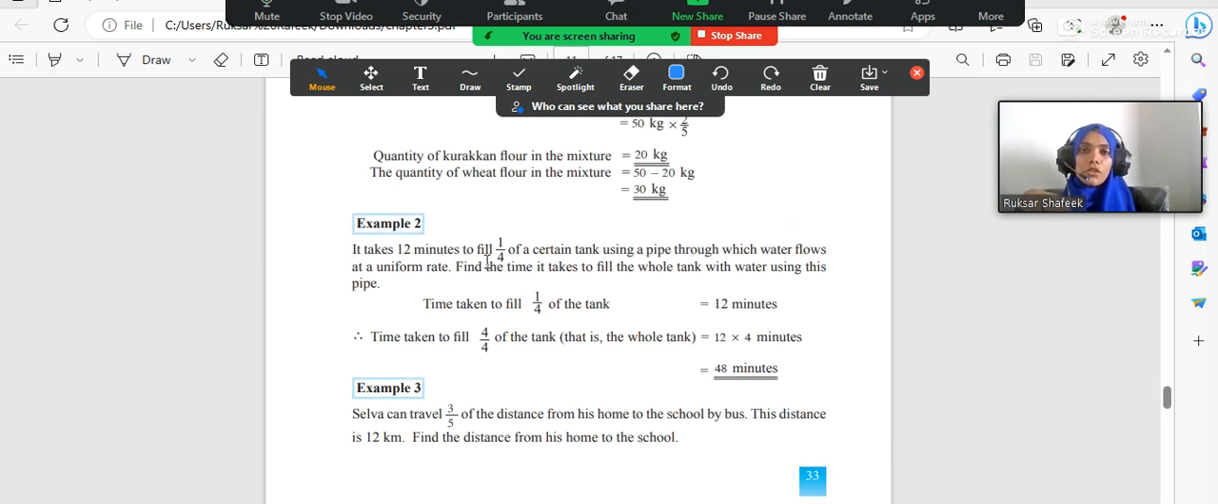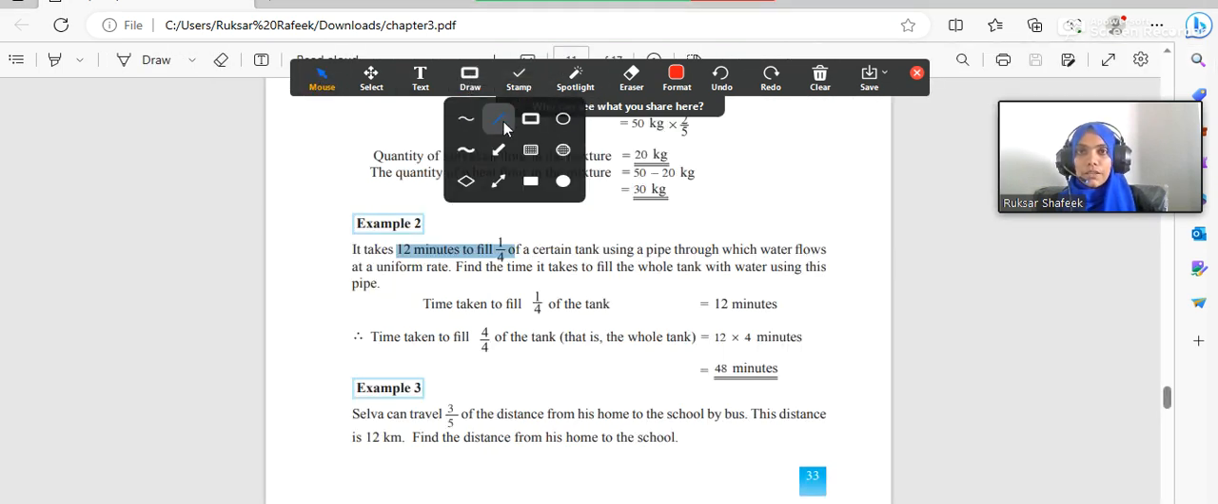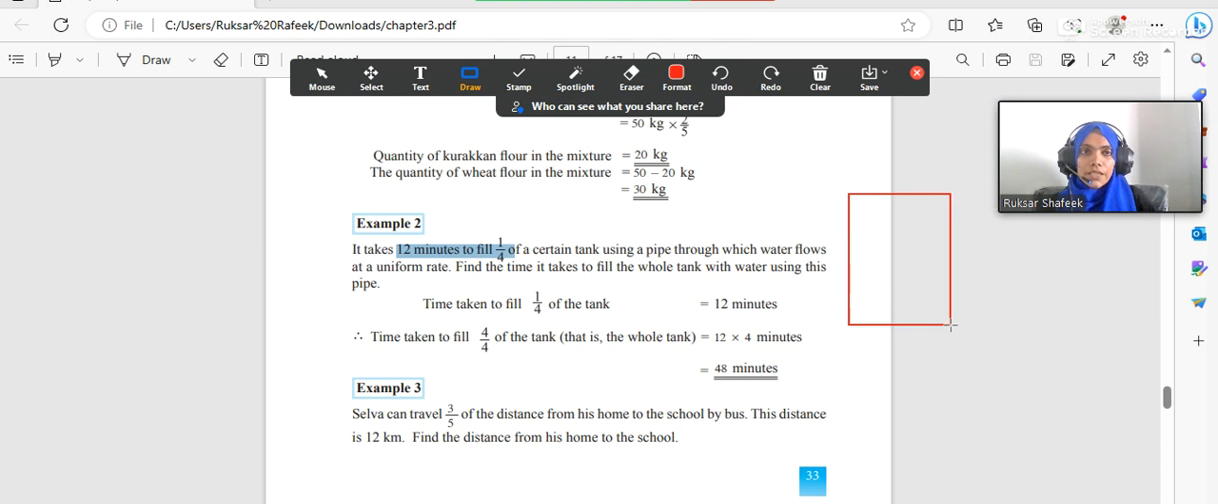It takes 12 minutes to fill 1/4 of a certain tank using a pipe through which water flows at a uniform rate. Find the time it takes to fill the whole tank with water using this pipe. So remember, the important thing over here is it takes 12 minutes to fill 1/4 of a certain tank. So if this is my tank and this is divided into 4 equal parts, one part of it takes 12 minutes to fill.